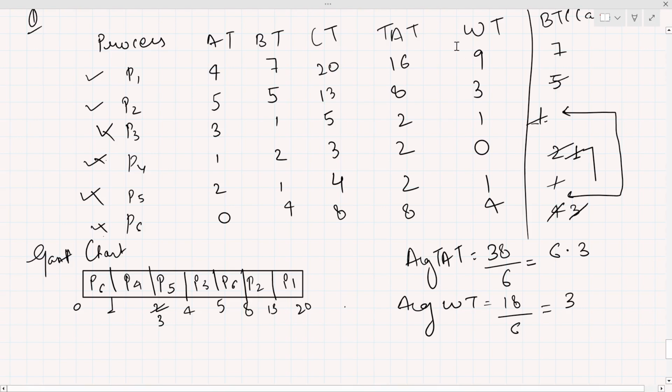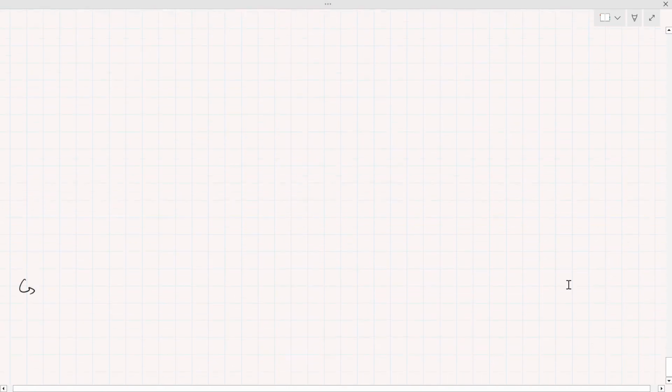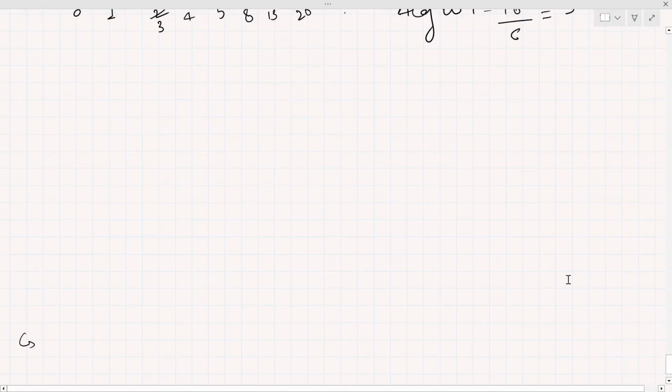So I hope it is clear to you how we are solving these questions. Okay, it's a very easy type of question, so I hope you understand this. Now after that, what we have to do is understand the advantages and the disadvantages of this particular type of scheduling algorithm, which is SRTF.